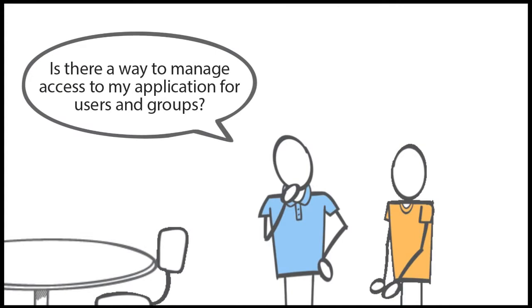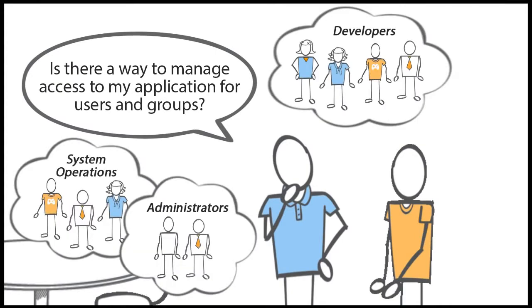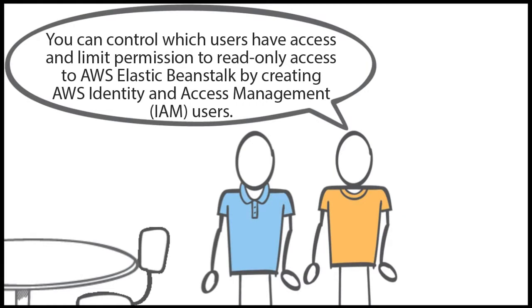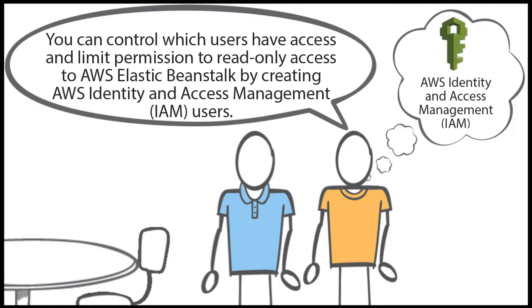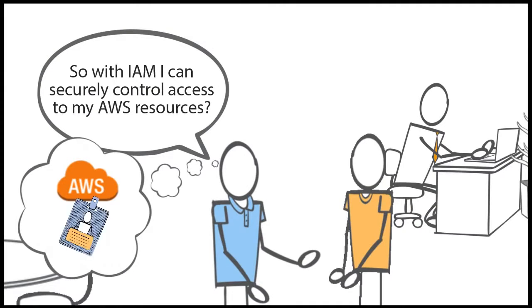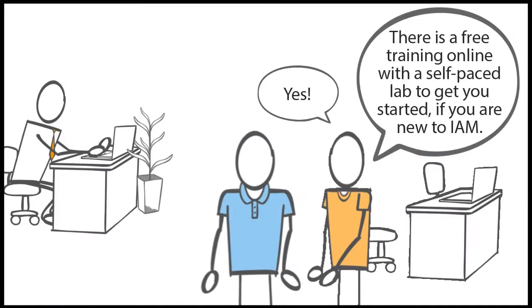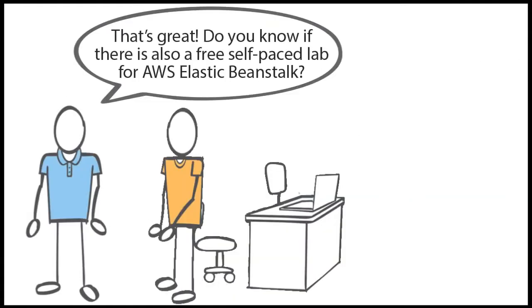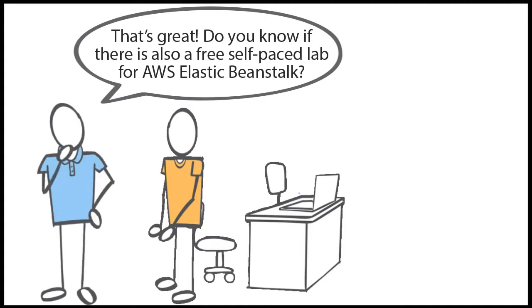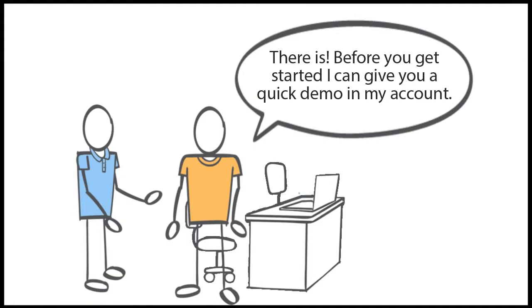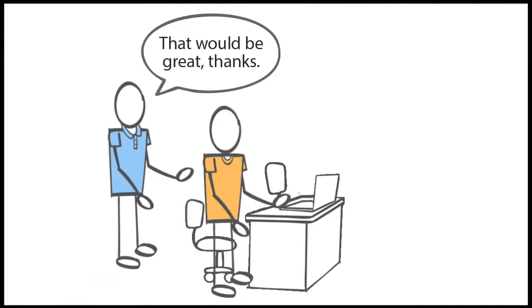Is there a way to manage access to my application for users and groups? You can control which users have access and limit permission to read-only access to AWS Elastic Beanstalk by creating AWS Identity and Access Management users. So with IAM, I can securely control access to my AWS resources? Yes, there is a free training online with a self-paced lab to get you started if you are new to IAM. That's great. Do you know if there is also a free self-paced lab for AWS Elastic Beanstalk? There is. Before you get started, I can give you a quick demo in my account. That would be great. Thanks.